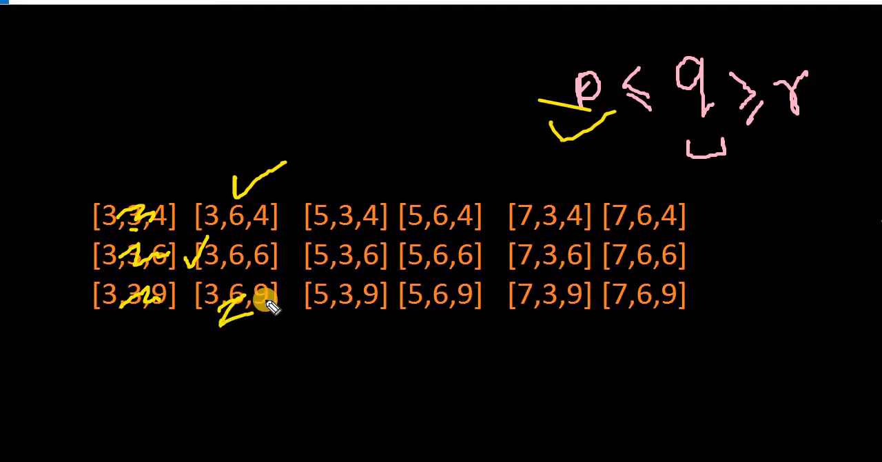This fails because we have a higher value than the middle element. Similarly for this, the value is highest on both sides, so this fails. Similarly for this one again. So this is the case where we get our distinct triplet.